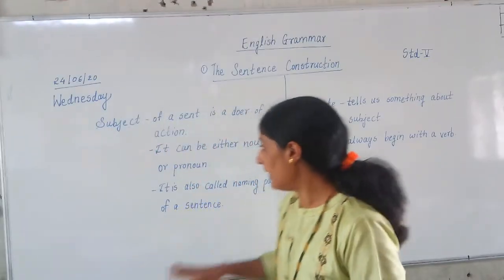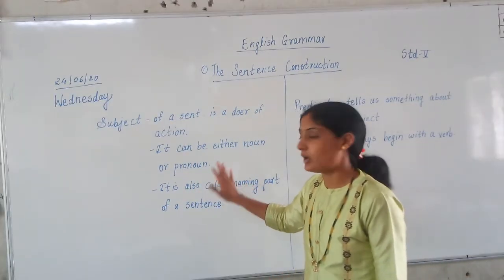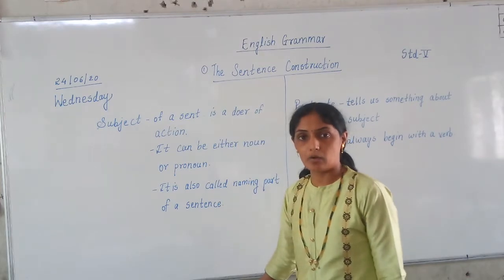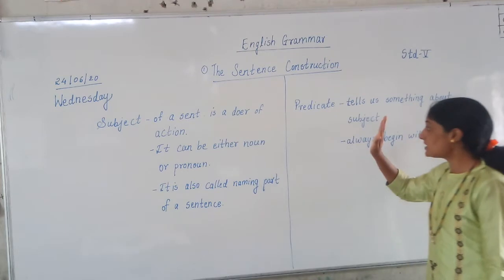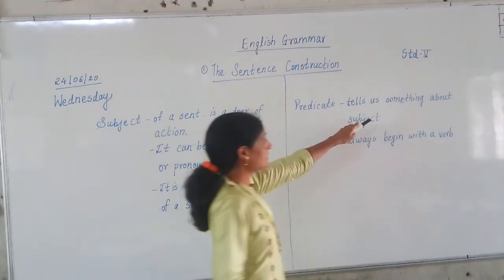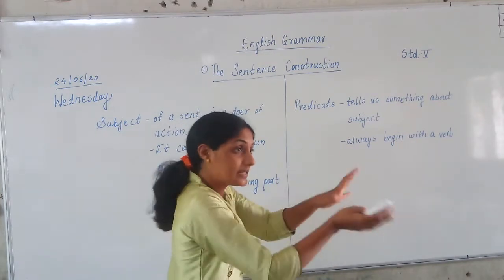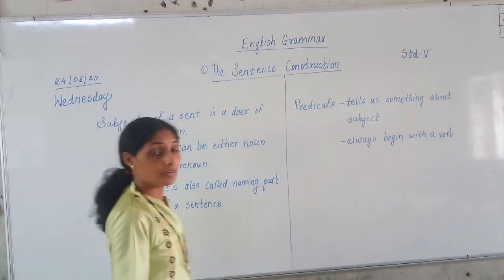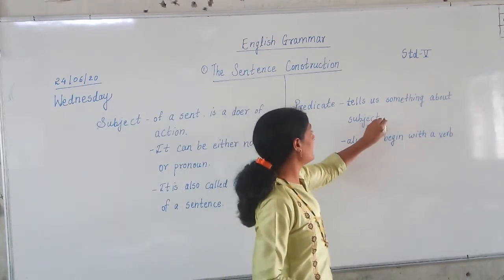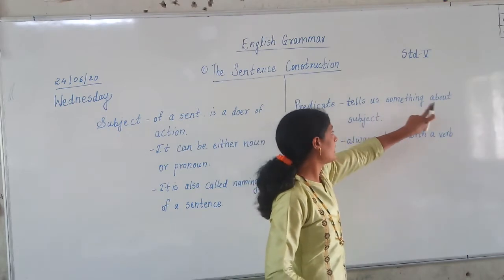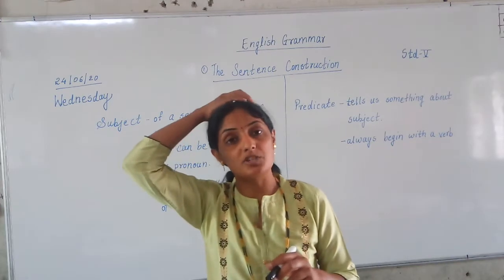So that is what we studied about subject. Subject is a doer of action. Subject can be either a noun or a pronoun. Subject is also called the naming part of a sentence. Now what we are going to study today is predicate. What is predicate? Predicate tells us something about the subject. The remaining part of the sentence tells something about the subject.